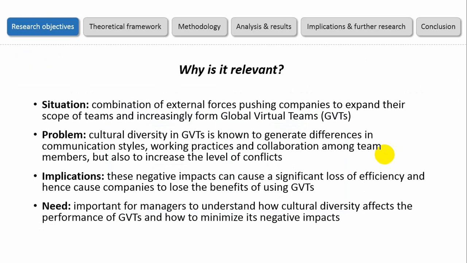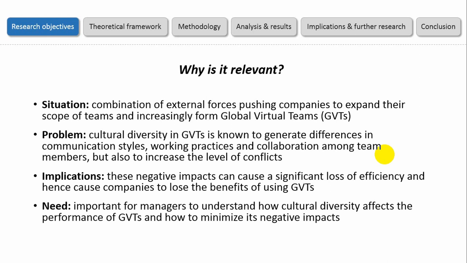So first of all, why was this research relevant? Well, due to a combination of external forces, such as economic and demographic factors, and the rapidly evolving technological development we are experiencing today, companies have been forced to expand their scope of teams beyond the traditional bureaucratic structures and form what is known as global virtual teams in order to remain competitive.